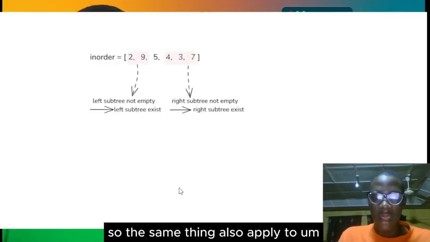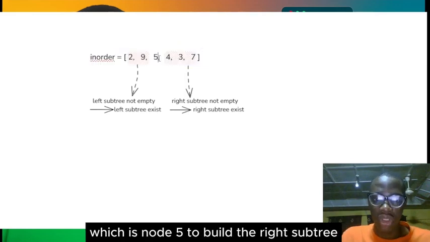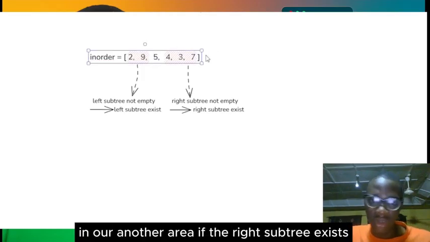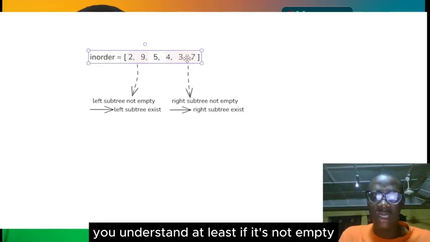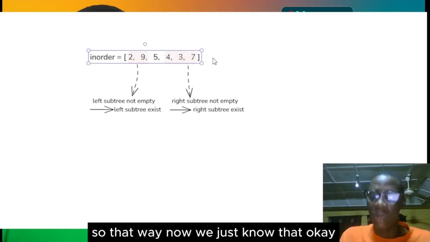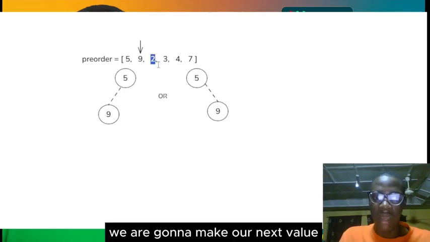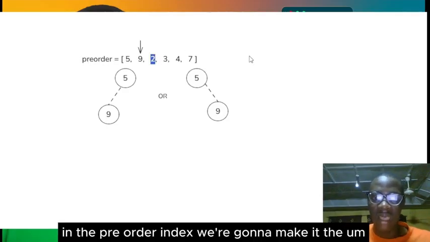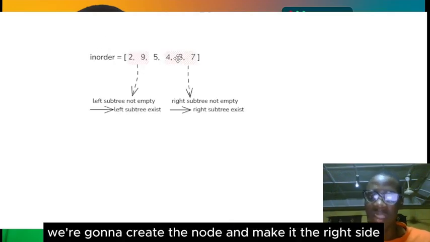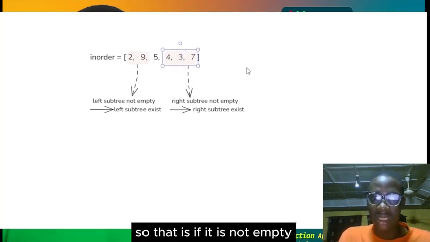The same thing also applies to building the right subtree of the root node, which is node 5. To build the right subtree, we check our Inorder array to see if the right subtree exists, meaning that it's not empty and contains at least a particular value. If so, we take the next value in the preorder index, create the node, and make it the right side of node 5, right? So that is if it is not empty.